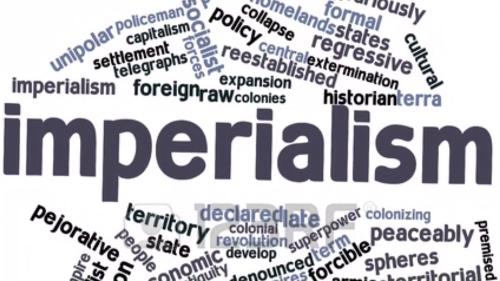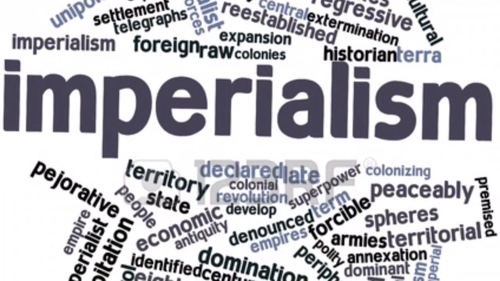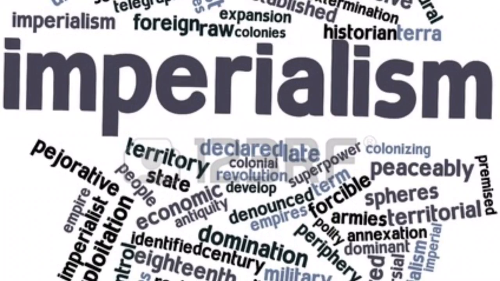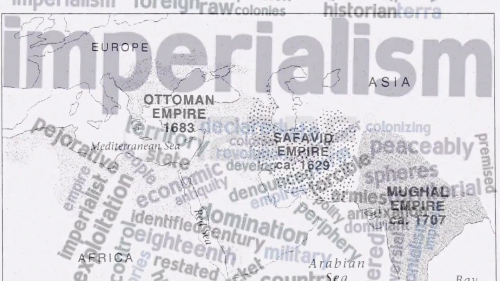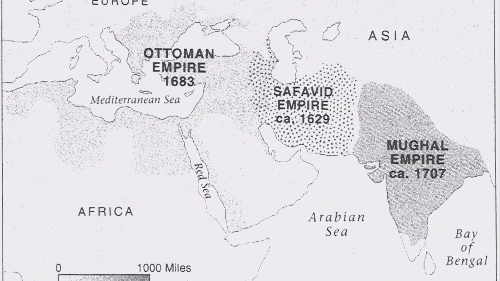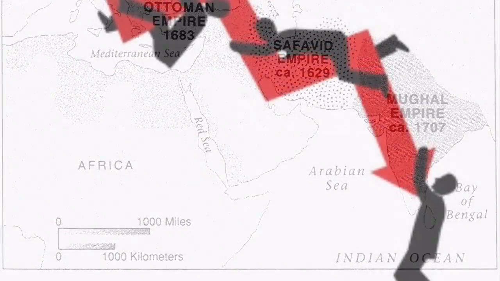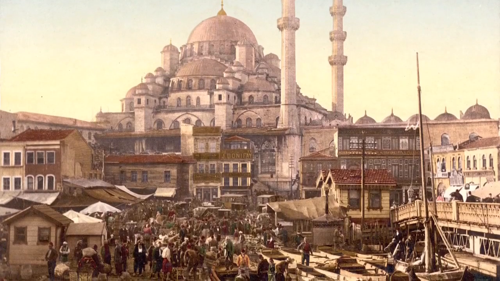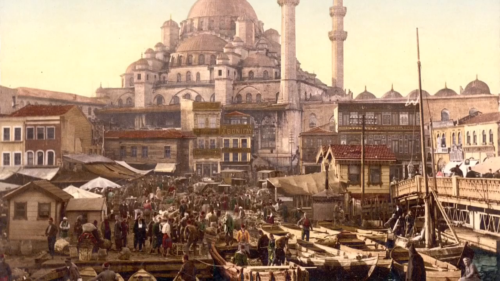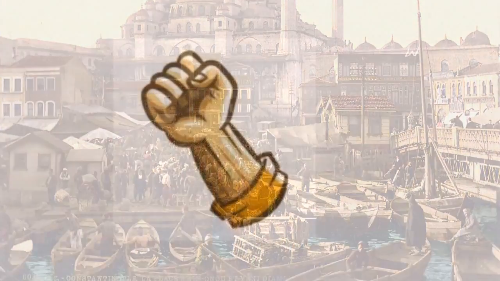Imperialism is the domination by one country of the political, economic, or cultural life of another country or region. The Muslim empires consisted of the Ottomans from the Middle East, the Safavids from Persia, and the Mughals from India. During the 19th century, all three of these Muslim empires were in decline. In this presentation, we'll mainly focus on the decline of the Ottoman Empire.